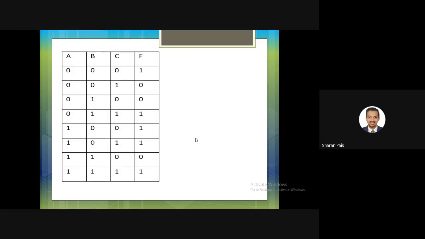Okay, next one. The second table is this one. This also you already have. Write the K map for the second table. So two tables, you have to write the K map for these two tables. Fine, I'll include these two also as homework in the classroom. You can find the same questions there also.